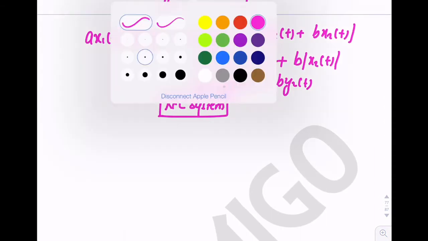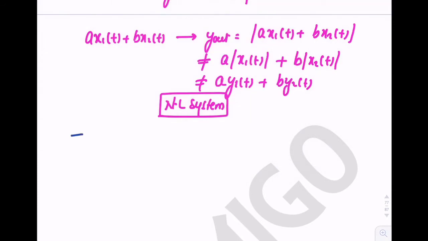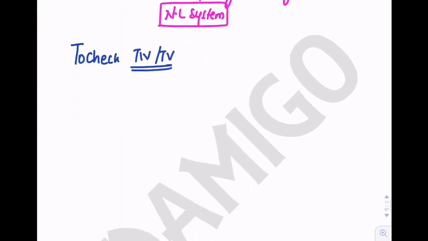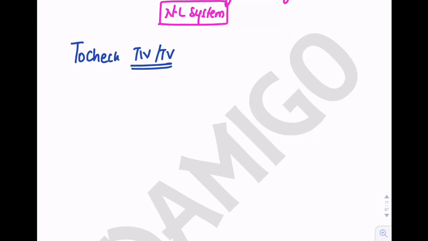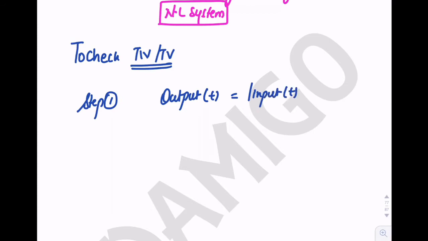Okay, now let us check time invariant or time variant. So step 1 will be: output y(t) is equal to mod of input x(t).